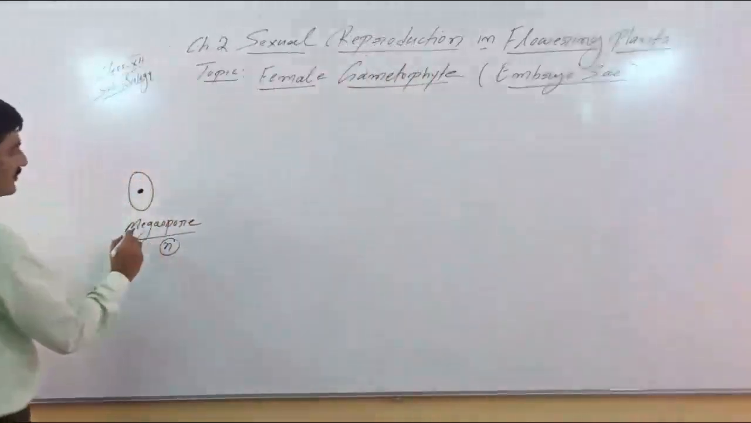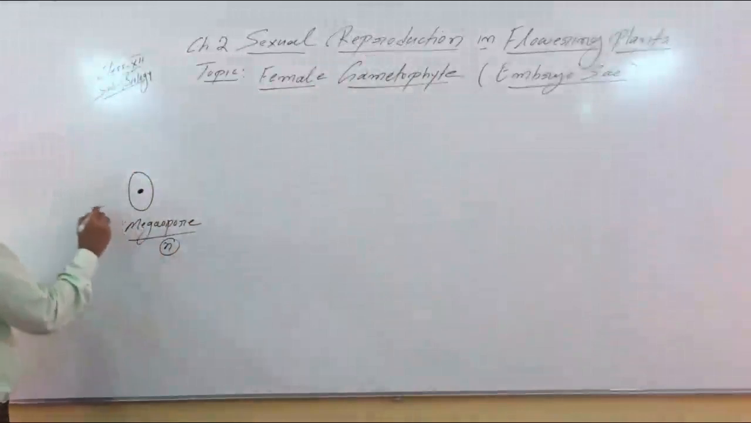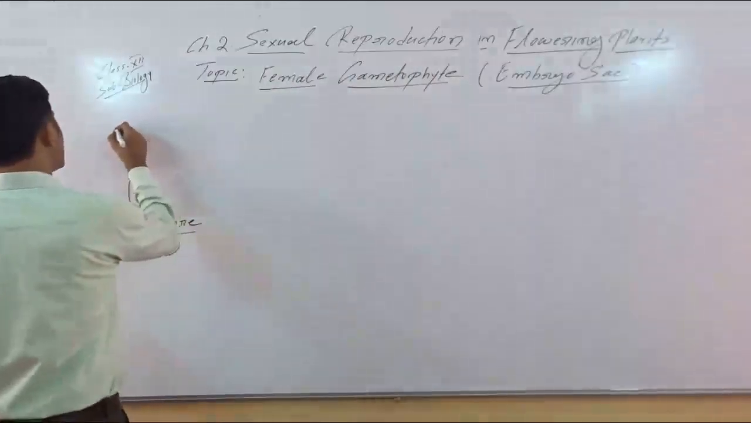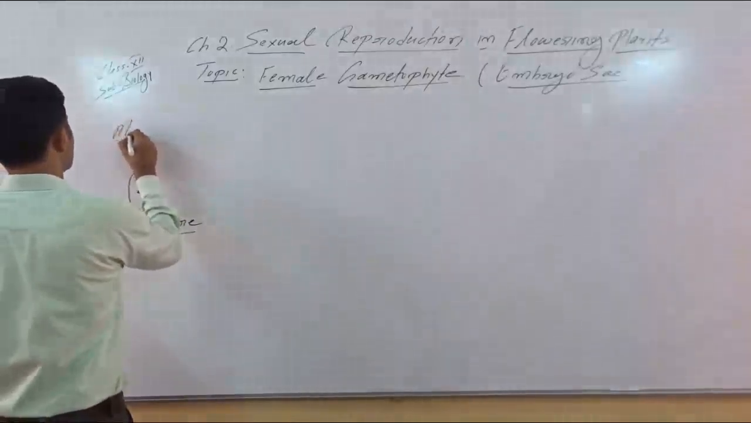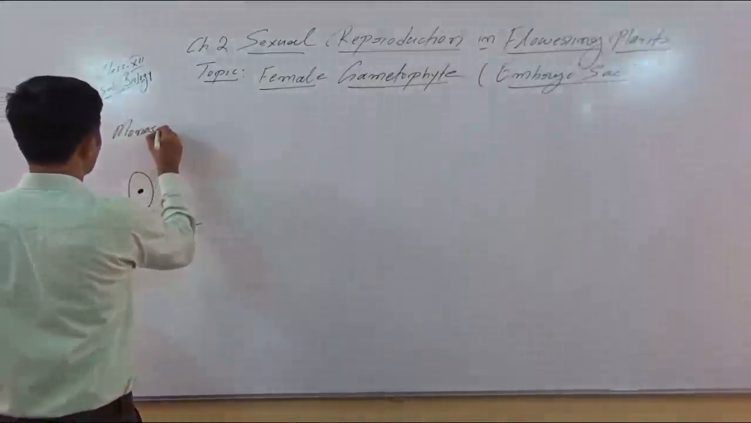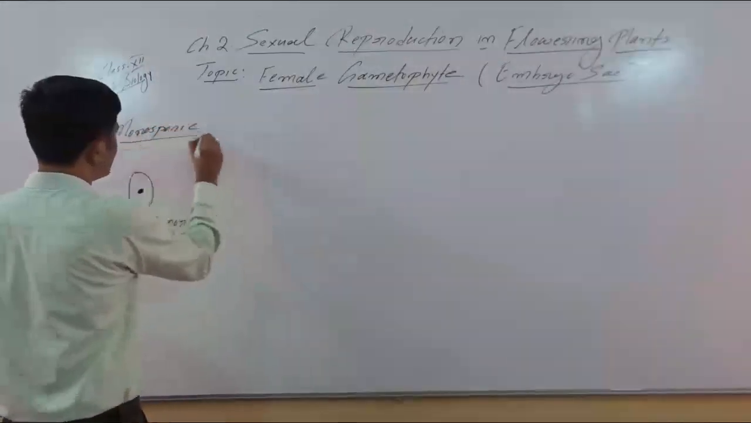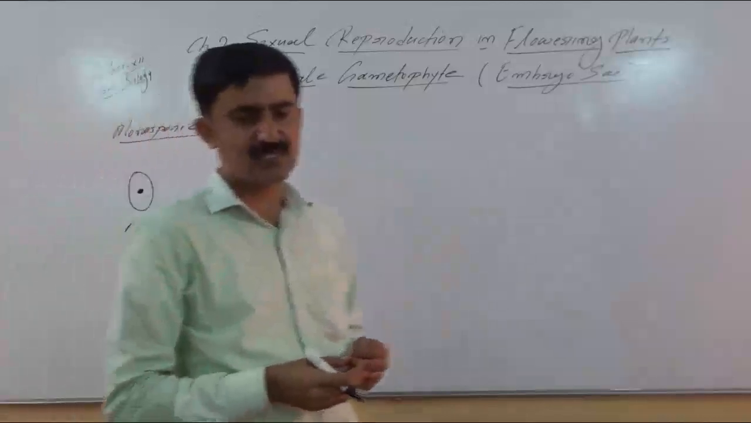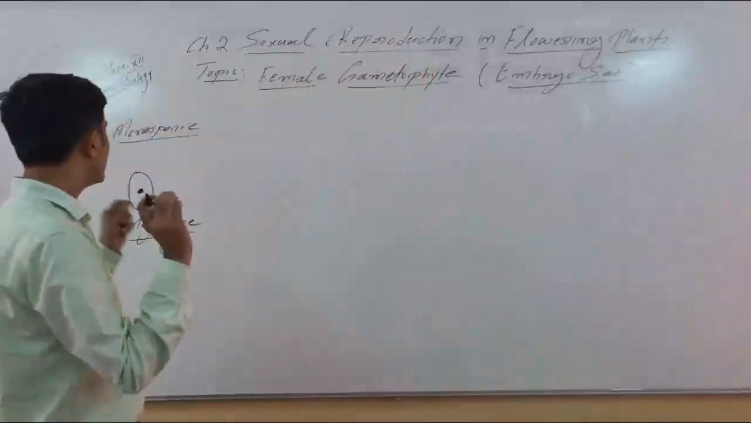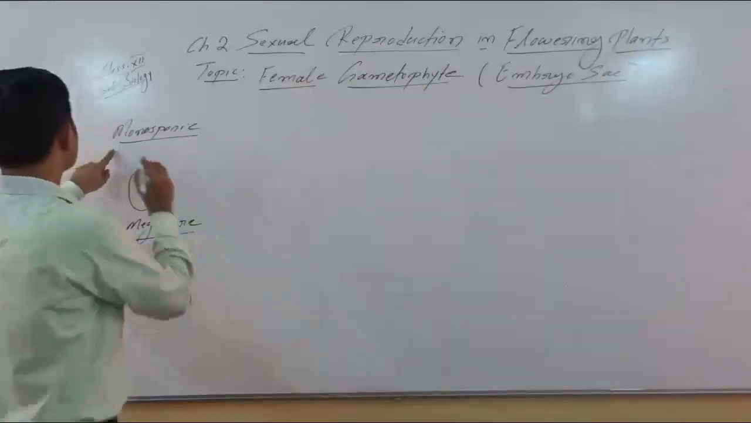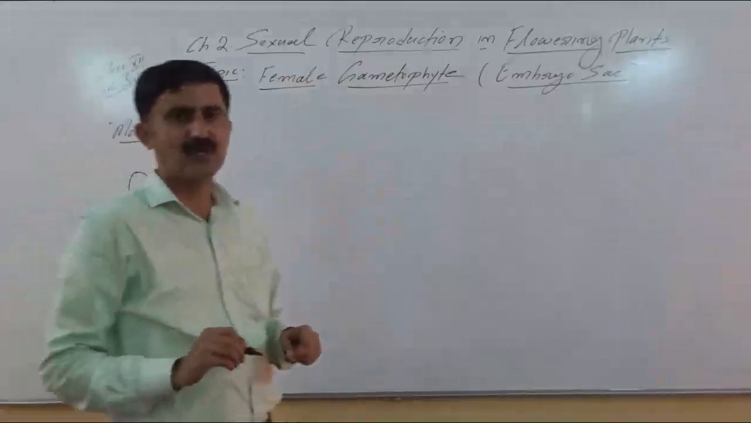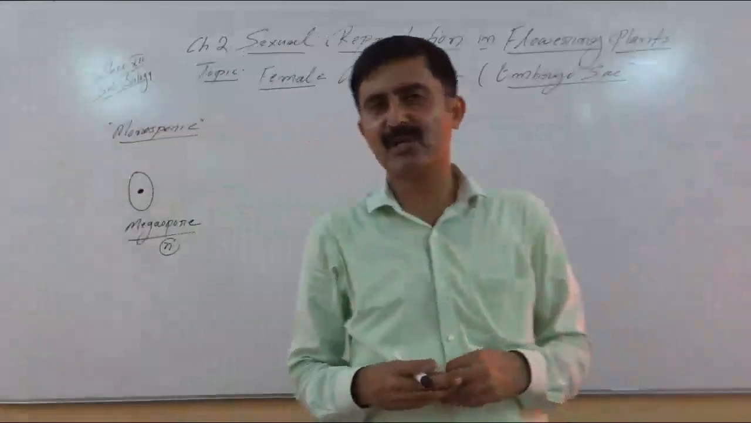Formation of only one functional megaspore leads to a term that is known as, this kind of megasporogenesis is called monosporic. This is very important. Monosporic means there is development of only one megaspore from one megaspore mother cell. So this term is very important. You can remember, this is also known as polygonum type or monosporic development of megaspore.